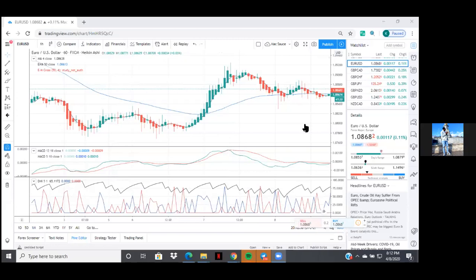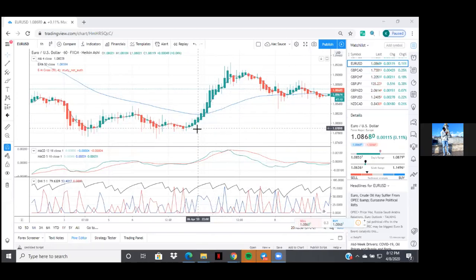Okay. All right, I'm gonna just show you guys a few examples of how to actually use the Mac sauce. I'm gonna show you guys some examples on the 1 hour chart and the 4 hour chart because you can use them on both. First example I'm gonna show you is on Euro USD.